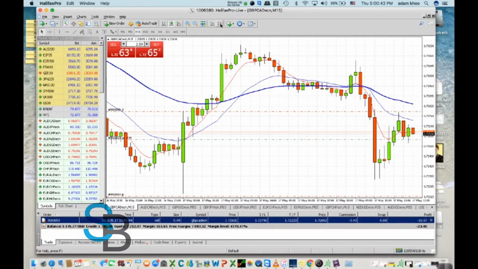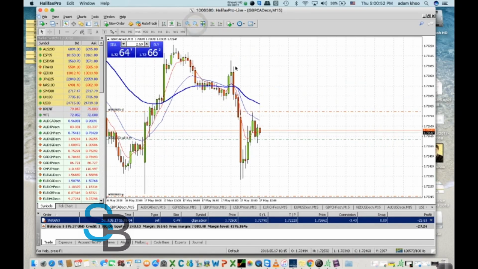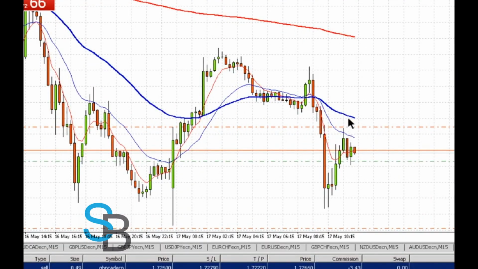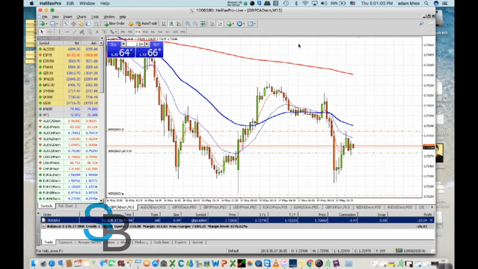Okay, so I just entered a short trade on pound Canadian. So you can see over here, let's take a look at the price action. Over here you can see that it's on a downtrend pattern with the 18 EMA below the 50, 50 below the 200 moving average, right? And we have got the lower highs and lower lows pattern.